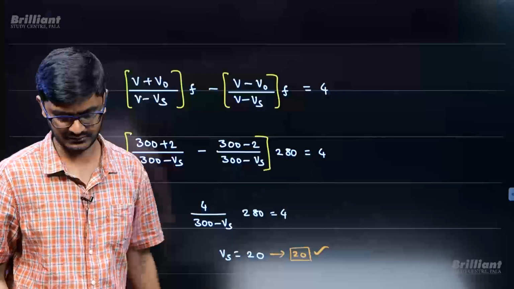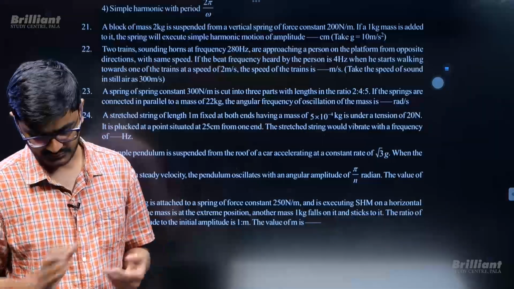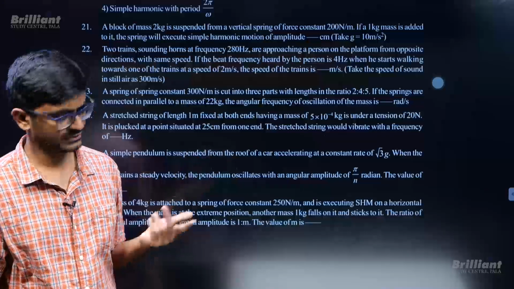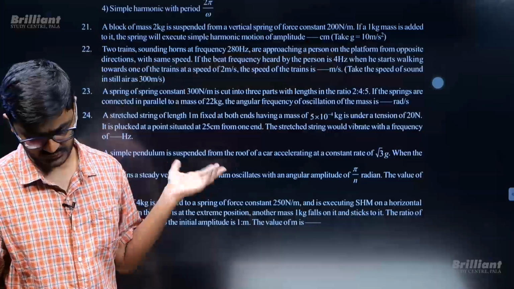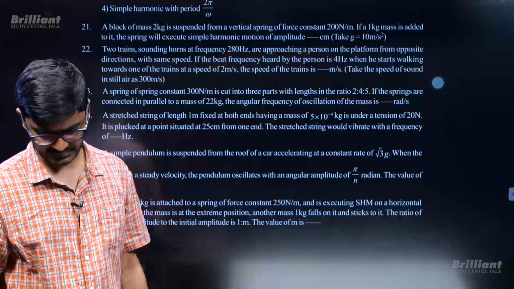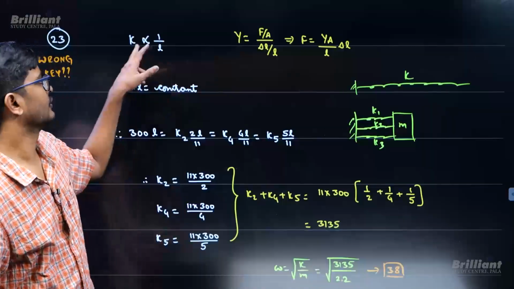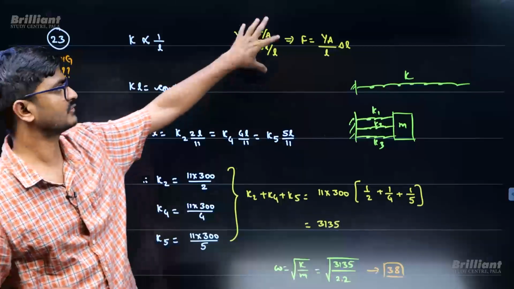23rd: a spring of spring constant 300 Newton per meter is cut into 3 parts in the length ratio 2:4:5. If the springs are connected in parallel to a mass of 2.2 kg, find the angular frequency of the oscillation. Anyway, mass is a secondary thing in the question. The primary thing is you need to know that spring constant is inversely proportional to length. If you don't know how it came, you can visualize this thing.